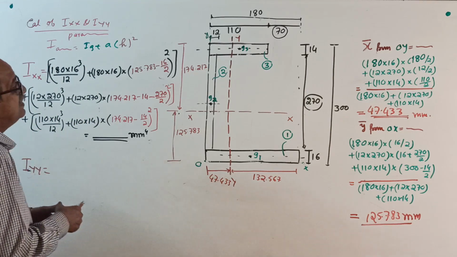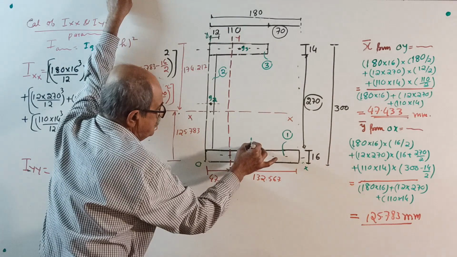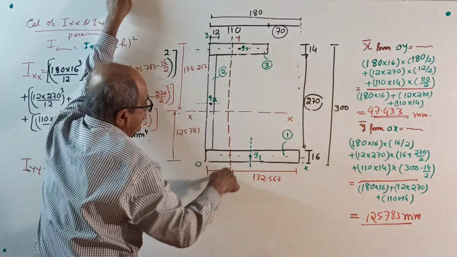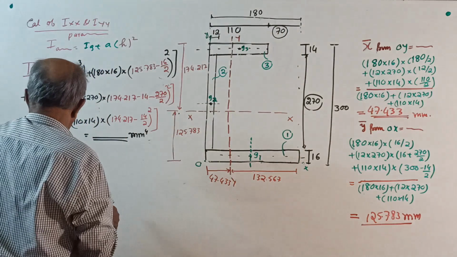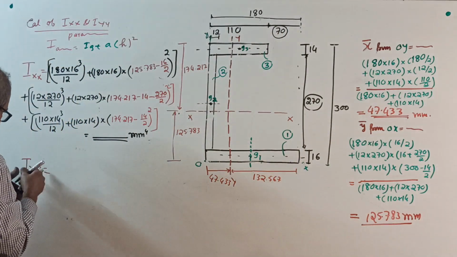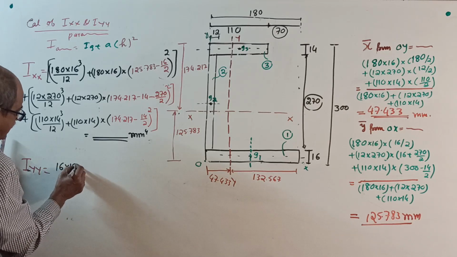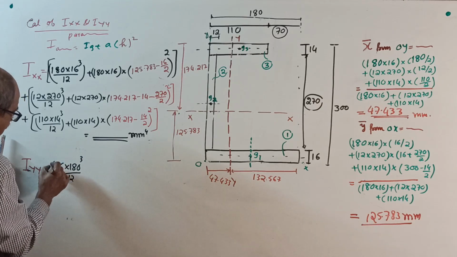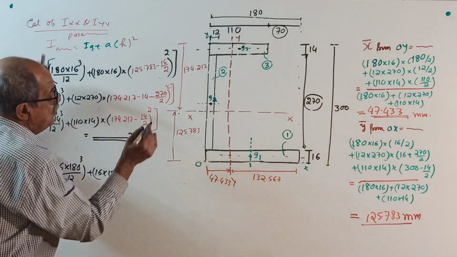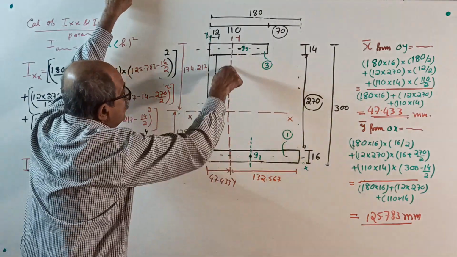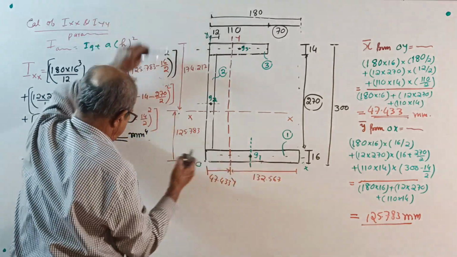I about Y axis. Start from here. First, axis passing through centroid but parallel to YY, this axis. 16 into full is 180. 16 into 180 cube by 12. 16 into 180 cube divided by 12 is Ig, plus 16 into 180 is the area, into the distance from centroid to YY. This distance squared is 132.567.